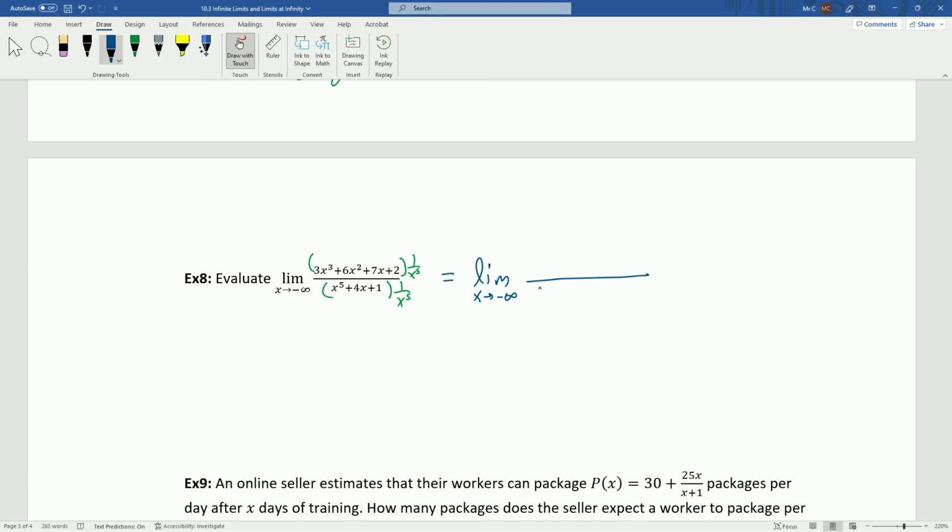When I distribute the denominator, x to the 5th times 1 over x to the 5th is 1, plus 4x over x to the 5th, that's 4 over x to the 4th, plus 1 over x to the 5th. And my numerator, 3x cubed over x to the 5th, that's 3 over x squared, plus 6x squared over x to the 5th, that's 6 over x cubed, plus 7x over x to the 5th, that's 7 over x to the 4th, plus 2 over x to the 5th.